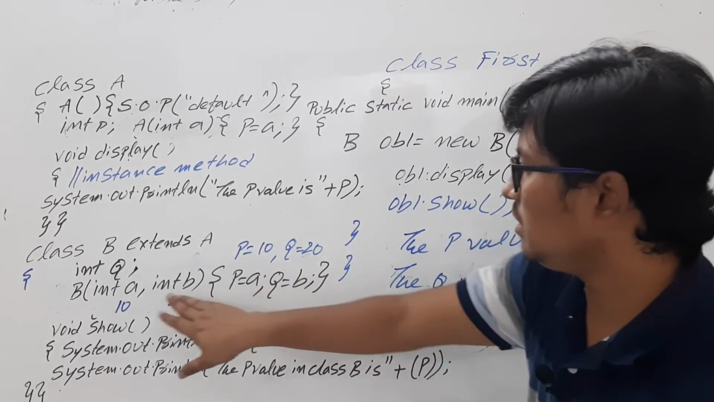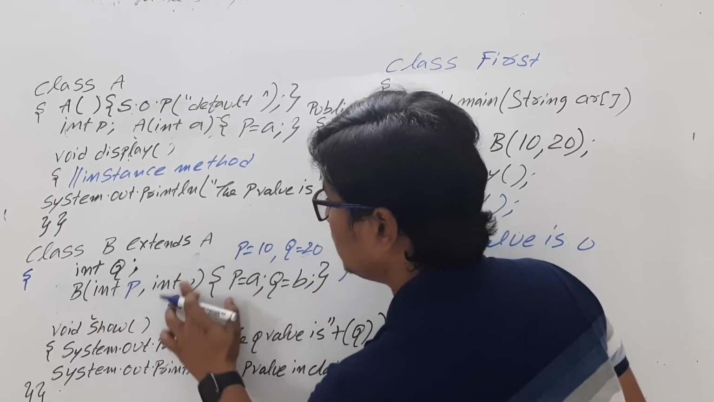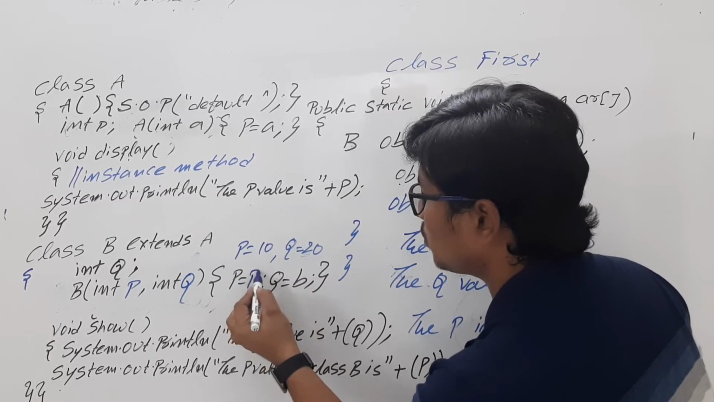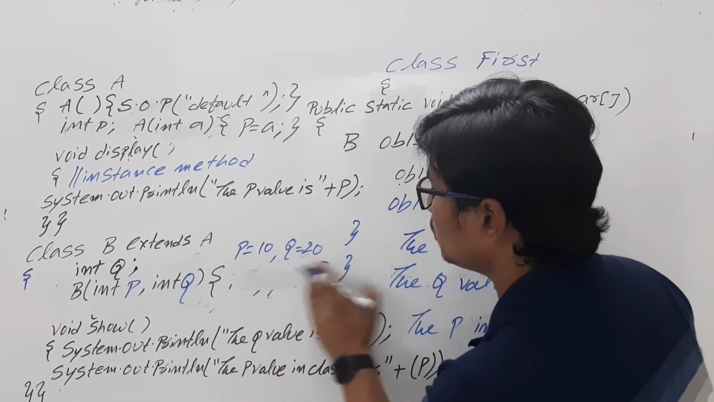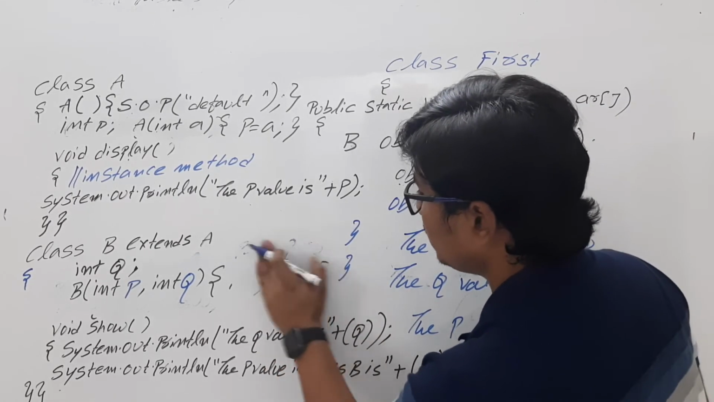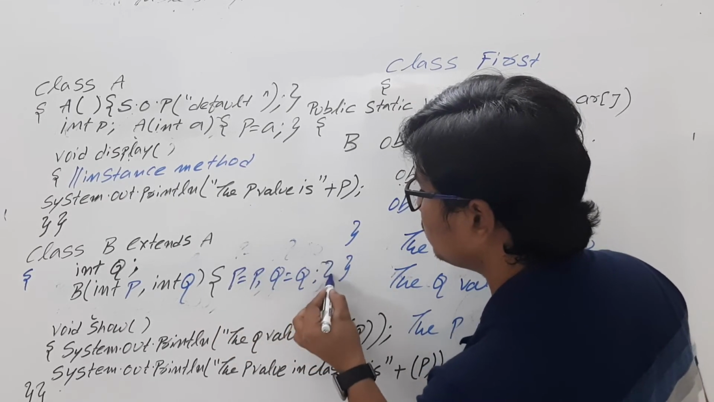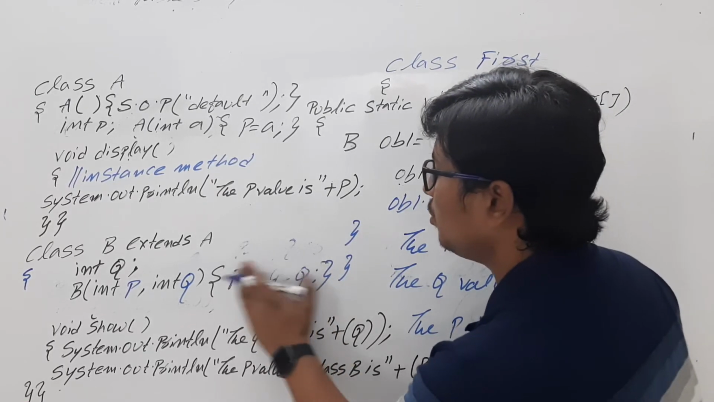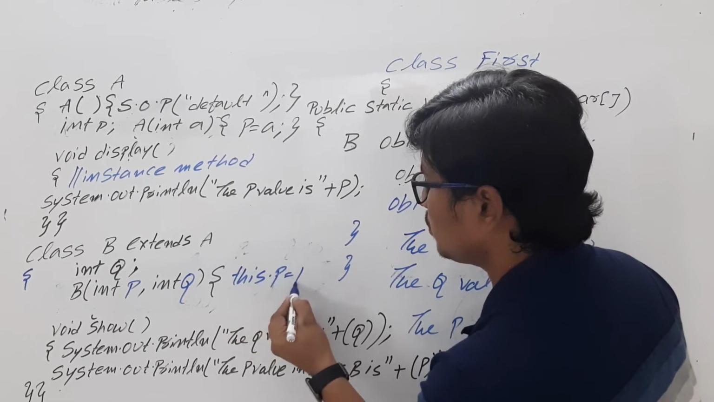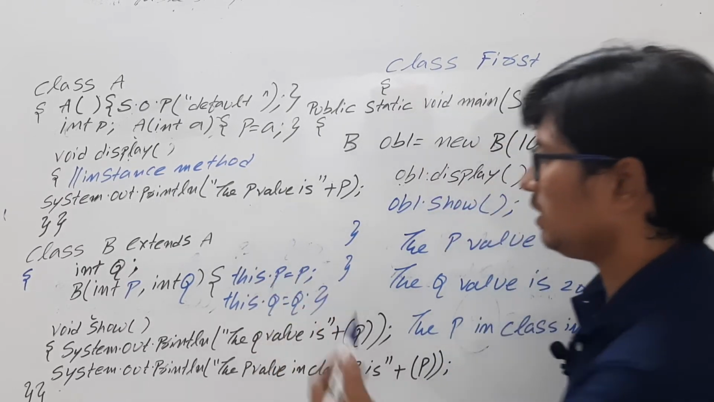Suppose here also you want to use p and q instead of a and b, you can write p and q. Now what will happen if you write p is equal to p and q is equal to q? We will face the issue called instance variable hiding problem. What is the solution for it? The solution is to go for the this keyword. So I will write this dot p is equal to p, this dot q is equal to q. Like this you can do.